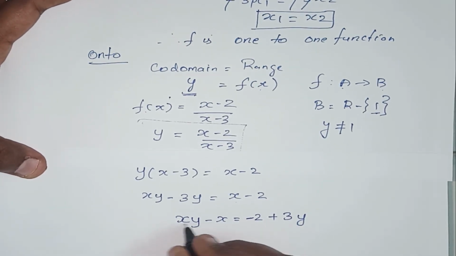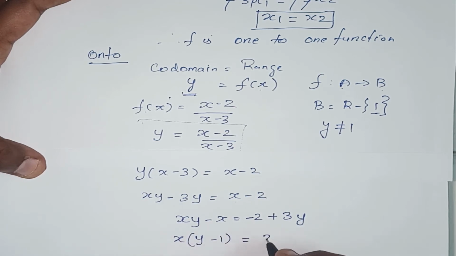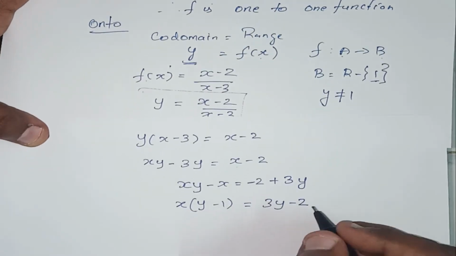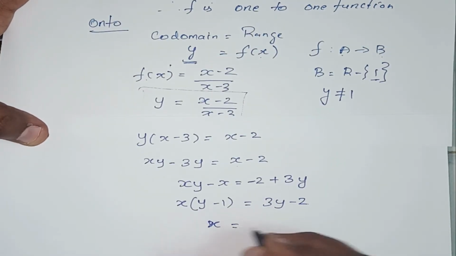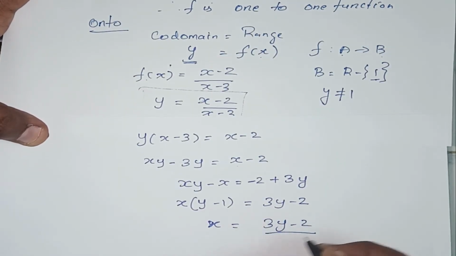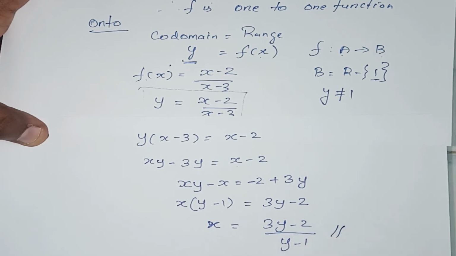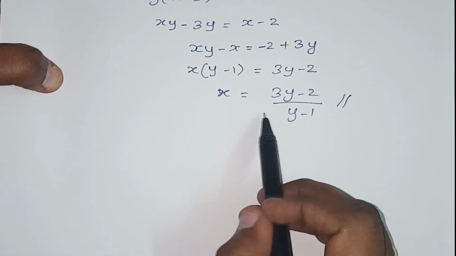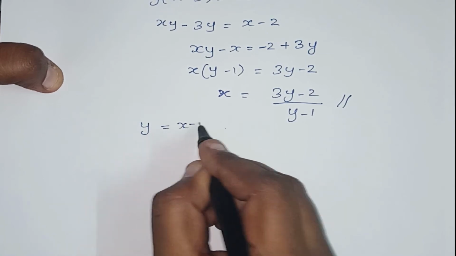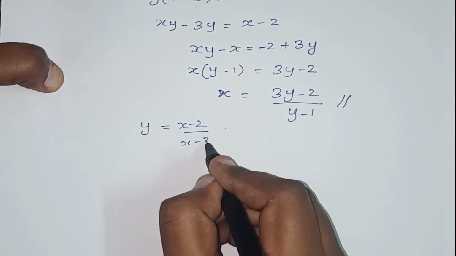So I am taking x out common. x into (y minus 1) equals 3y minus 2. So x is equal to (3y minus 2) divided by (y minus 1). This is the x value. And the y value is (x minus 2) divided by (x minus 3).